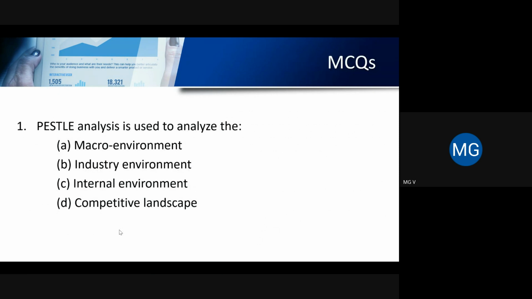PESTEL analysis is used to analyze the macro environment, industry environment, internal environment, or competitive landscape. Yes, please. PESTEL. P for political. Macro environment. Pardon, ma'am? Macro environment. Yes, very right. Macro environment. Thank you, ma'am.